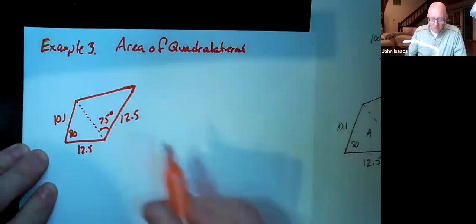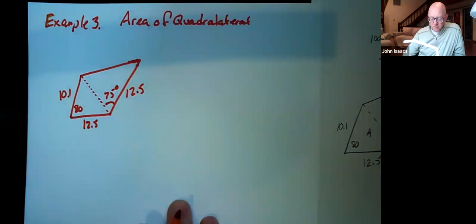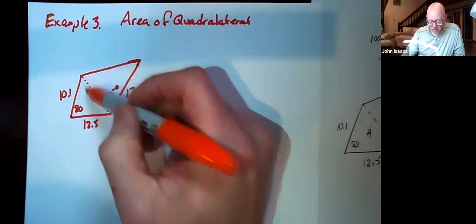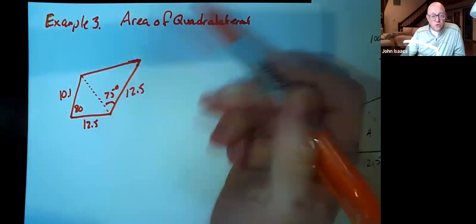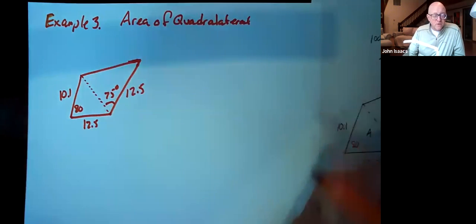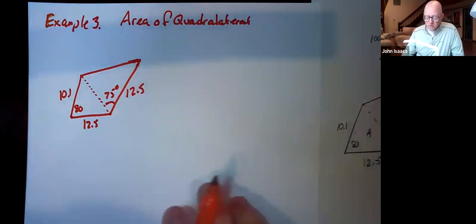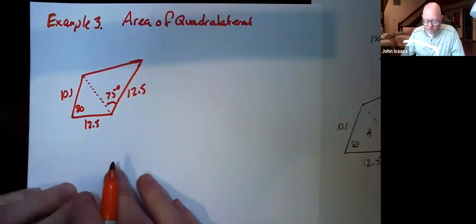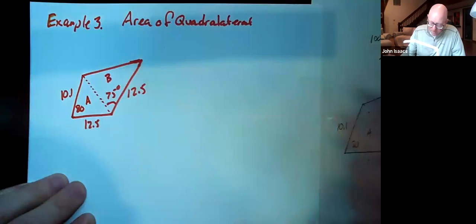Okay, so when you're finding the areas of quadrilaterals, the way you're going to go about this is you're going to make a diagonal cut from one vertex to another to create two or more triangles. Well, two triangles for quadrilaterals, but for five-sided figures, maybe three triangles, or for six-sided figures, maybe four triangles. So let's take a look at how to do this. Let's call this triangle A and this triangle B.